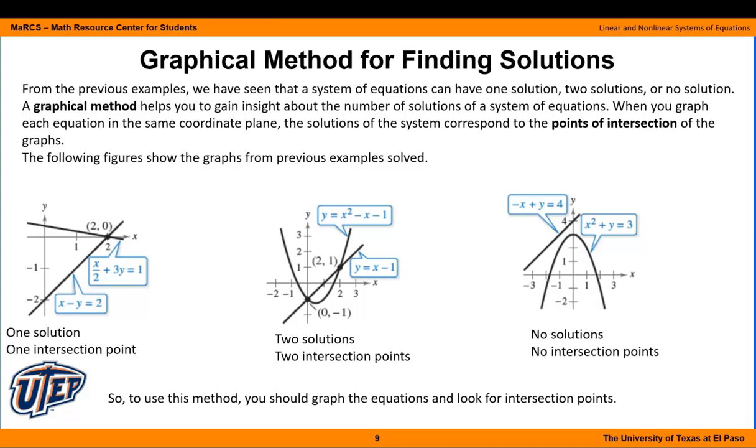The graphical method provides a visual way to understand systems of equations. When we graph both equations on the same coordinate plane, solutions correspond to intersection points. If the graphs intersect once, the system has one solution. If the graphs intersect twice, the system has two solutions. If the graphs never intersect, the system has no solution. Although graphing may not always provide exact numerical answers, it helps us understand the behavior of a system and estimate the number of solutions. This makes graphing a valuable tool for checking algebraic work and visualizing relationships between equations.